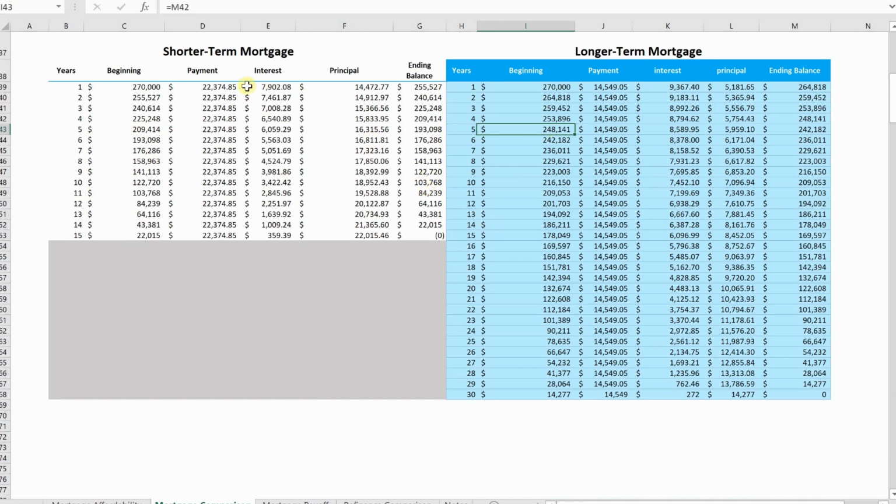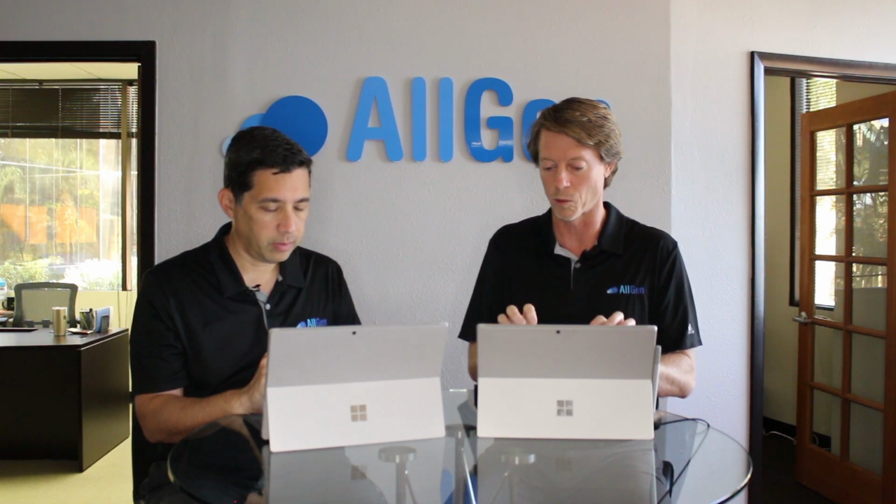Right. You can also see here in year 1, you're paying $7,900 in interest with a 15-year mortgage. On the 30-year mortgage, you're paying $9,300 in interest. And stated another way, you're paying $14,400 to principal in year 1 of a 15-year mortgage versus only paying $5,100 in principal in a 30-year mortgage. Right. So the amortization schedule is really cool because you can see how quickly you're making a difference in this mortgage.